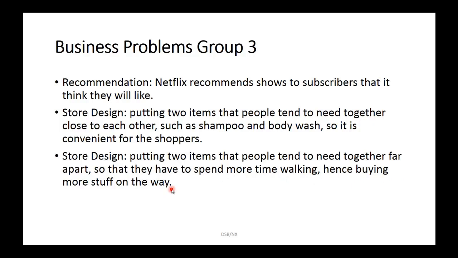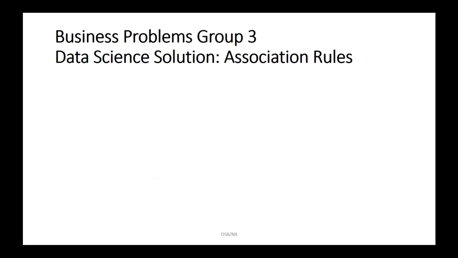Now again, pause the video and spend a few minutes thinking of business problems that you would consider as an example of business problem group 3. We will provide solution to group 3 business problem in the module association rule mining. The key notion in association rule mining is the concept of co-occurrence patterns. Let's again look at an example.